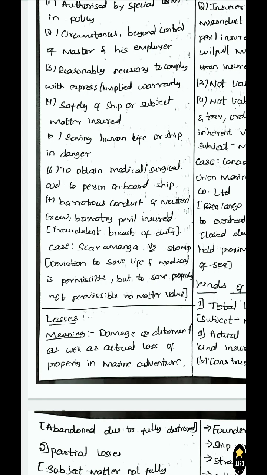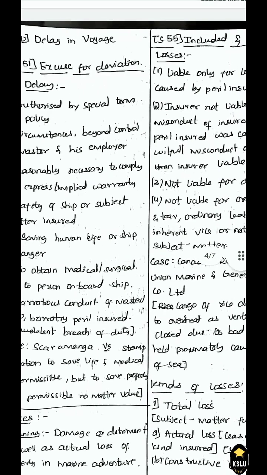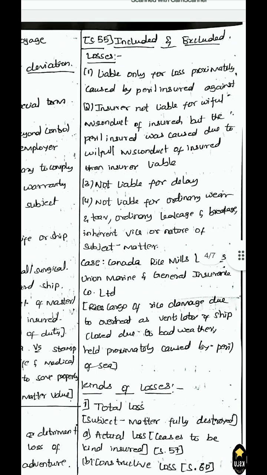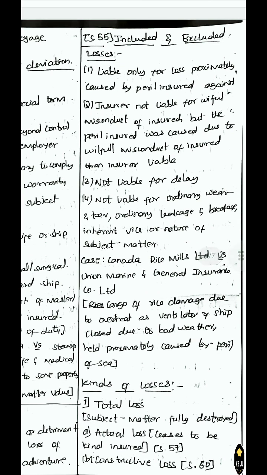The next important concept is losses. So what do you mean by losses? They are damage or detriment as well as actual loss of property in a marine adventure. So it is damage to property in a marine adventure. Section 55 of the Marine Insurance Act specifies the included and excluded losses. So what are the losses that are included and what are the losses that are excluded in marine insurance?